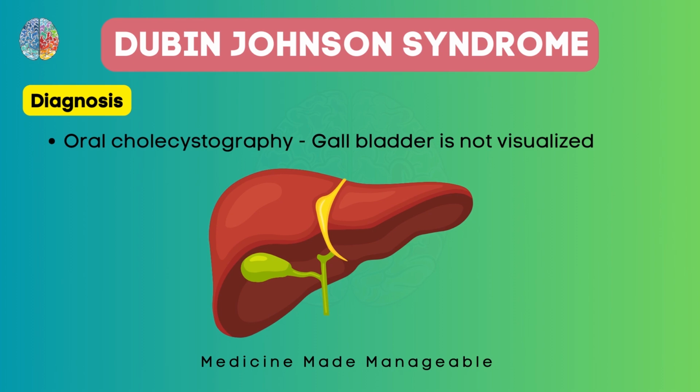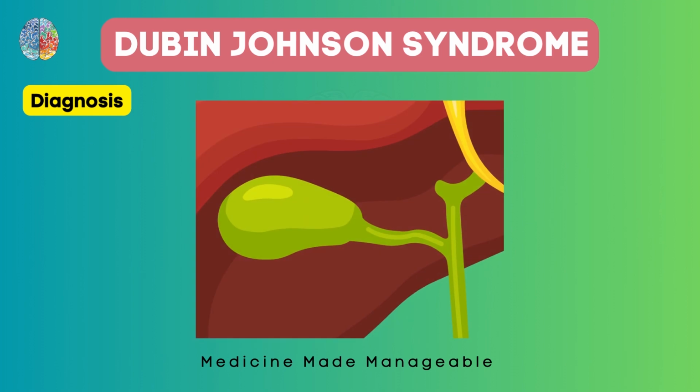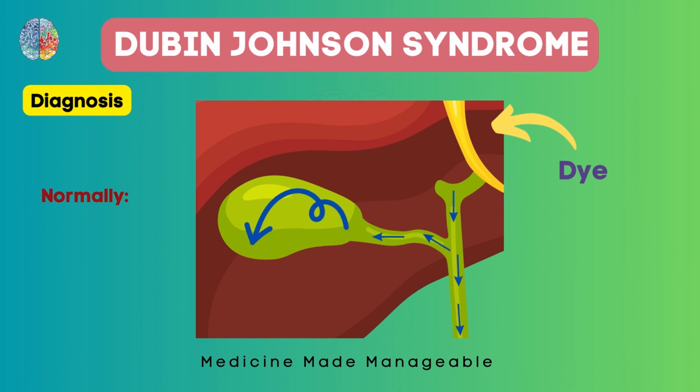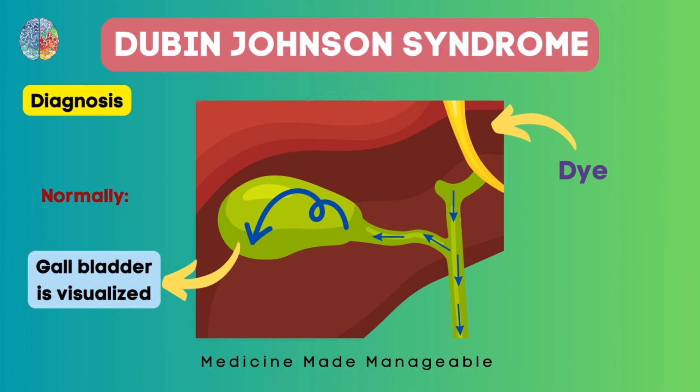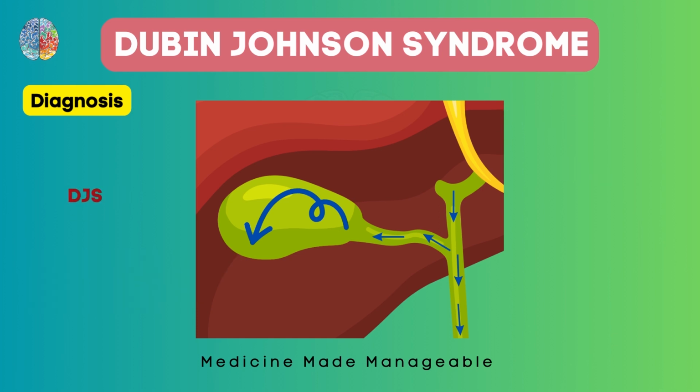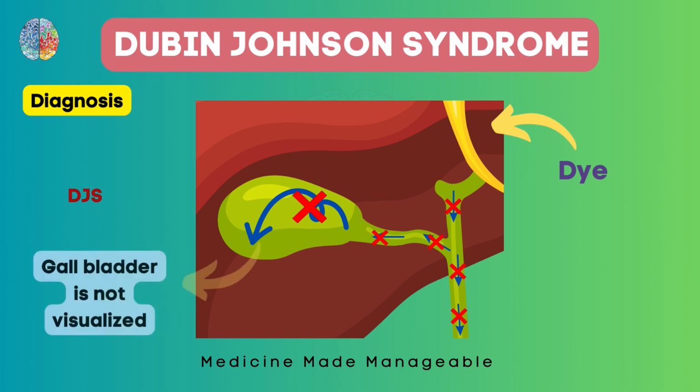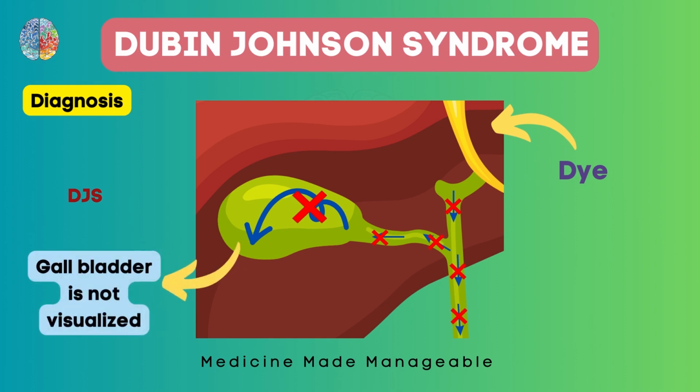Let's try to understand this a bit more. We'll zoom into this part and see what's going on. This is a gallbladder and the bile ducts. Normally, whenever you give a dye, the dye will be able to pass through the bile ducts into the gallbladder and go everywhere freely. If the dye is able to go inside, the gallbladder will be visualized. But in Dubin-Johnson syndrome, if we give the dye, it will not be able to come anywhere, and so the gallbladder will not be visualized.